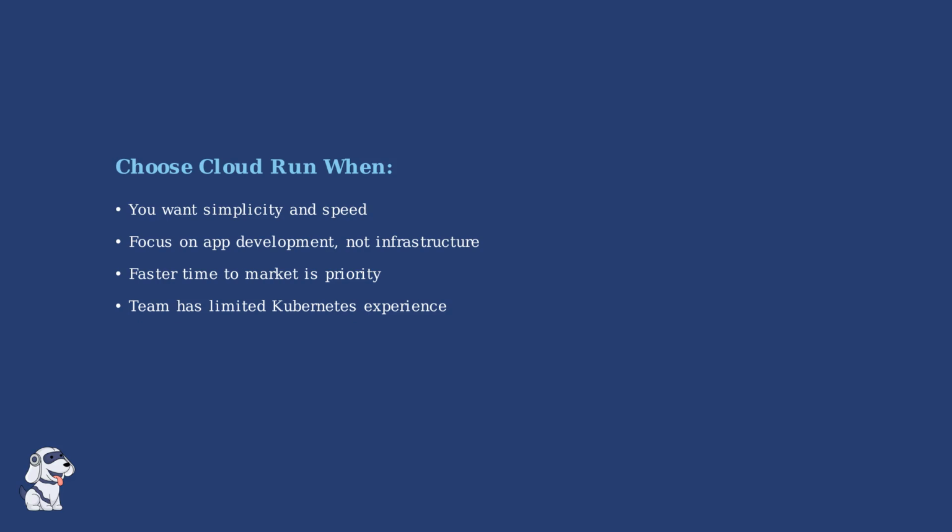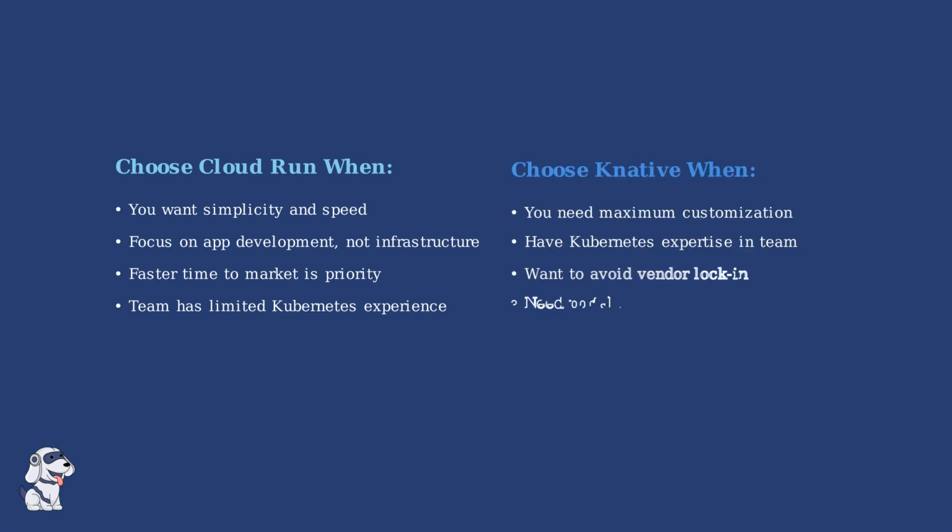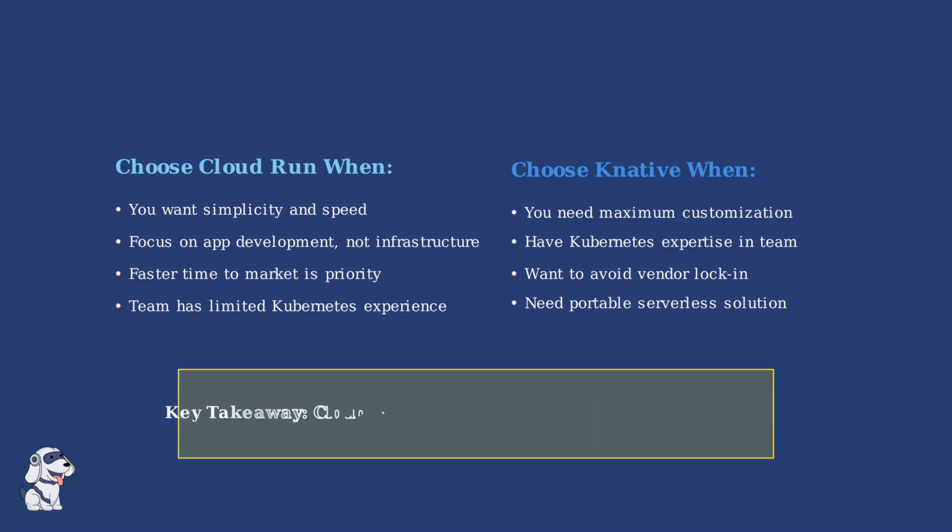Choose Cloud Run when you want simplicity and speed. It's perfect for teams that want to focus on application development without worrying about infrastructure management. The managed experience means faster time to market. Choose Native when you need maximum flexibility and control. It's ideal for organizations with Kubernetes expertise who want to customize their serverless platform or avoid vendor lock-in with a portable solution. Remember, Cloud Run equals simplicity and managed convenience, while Native equals customization and complete control. Both are valid choices depending on your team's needs, expertise, and long-term strategy.